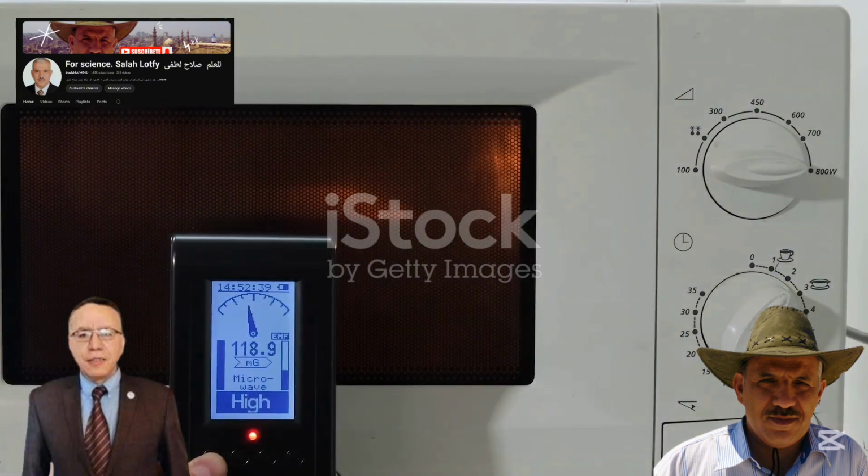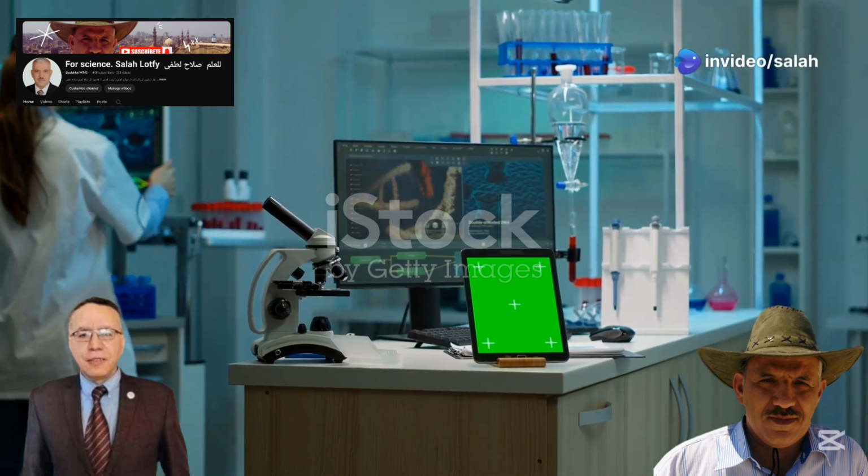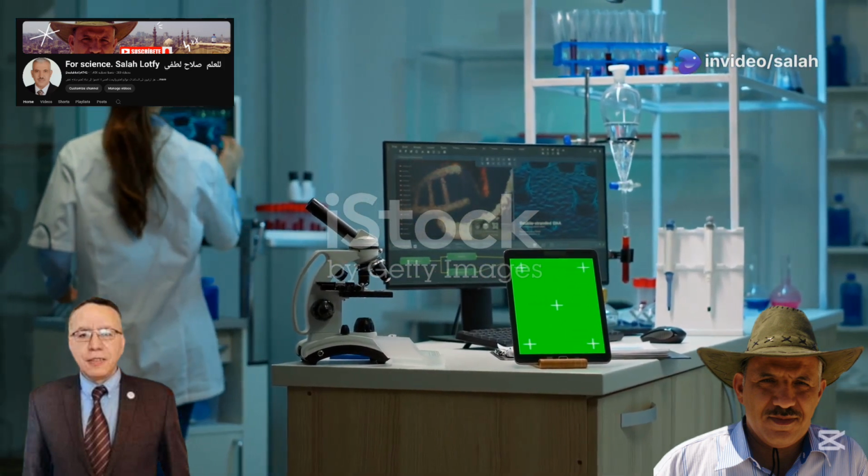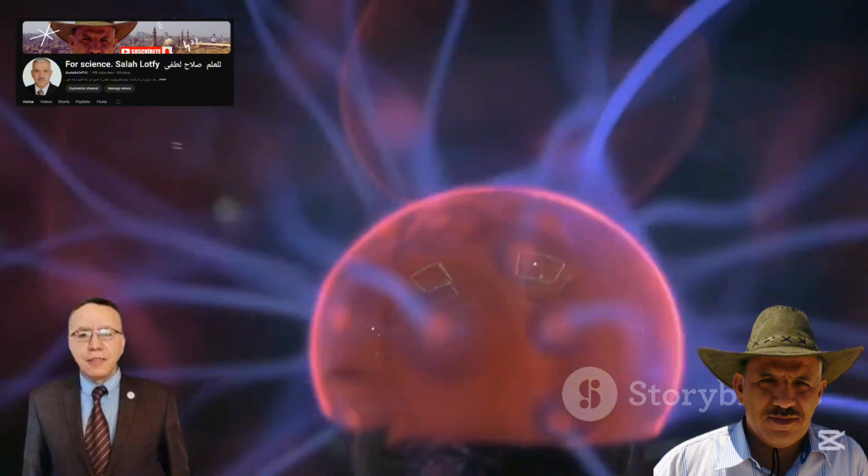Section 5. Microwaves to the rescue: interferometry and electron density. Microwave interferometry is a widely used diagnostic technique for measuring the electron density in plasmas. This technique relies on the interaction of microwaves with the free electrons present in the plasma.